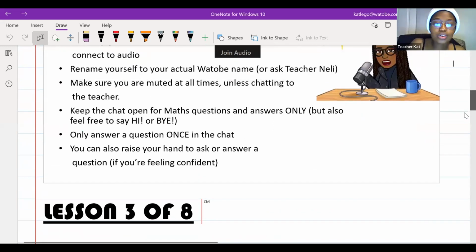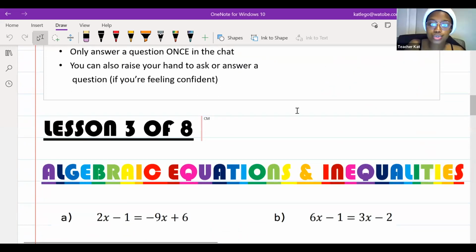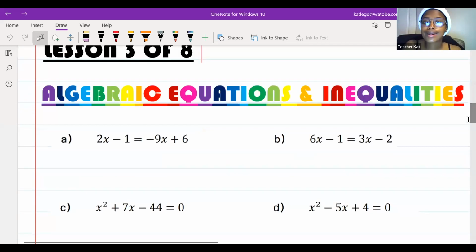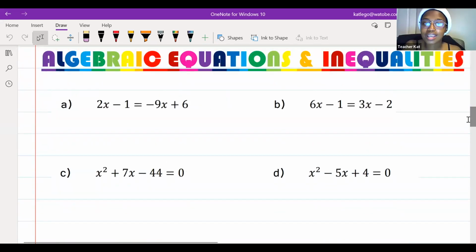Okay, so I'm going to start off with reminding us how to do algebraic equations and inequalities. Chikoko just asked me to brush up on this a little bit, but she did say you guys should know how to do this. So let's hear what we have to say. Who remembers how we are going to do these ones?